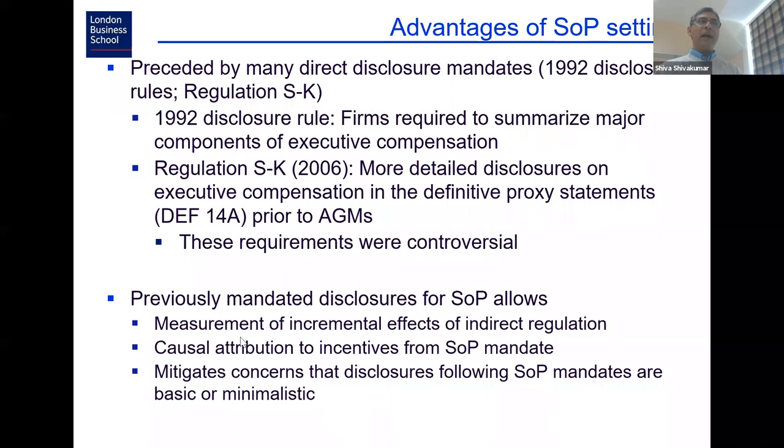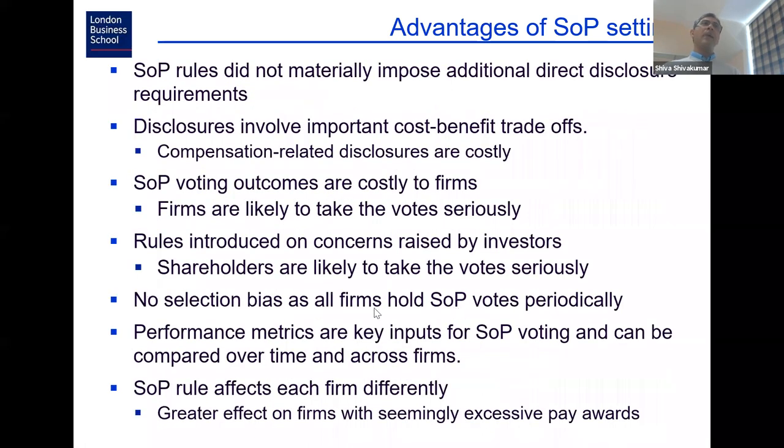We can simply rely upon mandated disclosures. The second advantage with having previously mandated disclosures before the SOP adoption is that we are now able to causally attribute the increases observed after the SOP mandate to the indirect regulatory approach rather than to other incentives of firms. And it also mitigates any concerns that the disclosures associated with the SOP mandates are simply basic or minimalistic disclosures that are often associated with any voting. So that's the other advantage here. There are lots of other advantages. So SOP actually provides a very unique setting to be able to test this indirect regulatory approach.